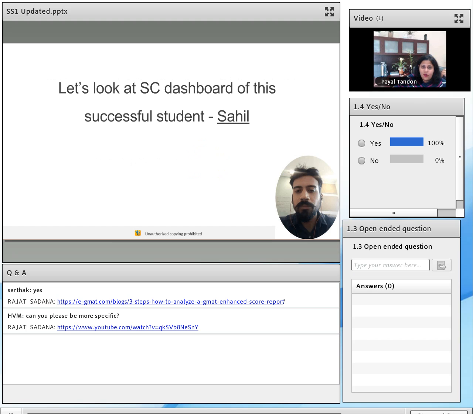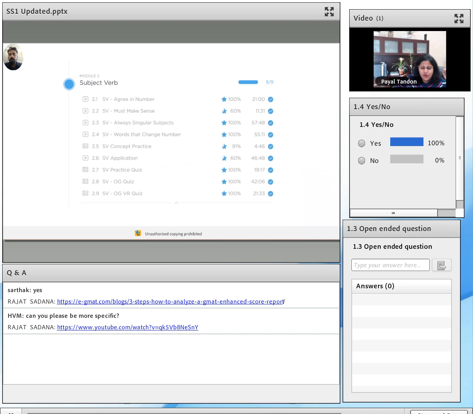Okay. Now, I'm going to take a look at the SC dashboard of Sahil. He scored a V38, and I'm going to show you what I mean by incorporating feedback. Now, if you take a look at his dashboard, this is module number 2, subject verb. He's way early in the process. If you take a look at his score here, subject verb makes sense, 60%. Subject verb agree number, he's doing very well. Which means this 100% tells me that he's able to solve questions correctly, right? Correctly pertaining to subject verb agree number.